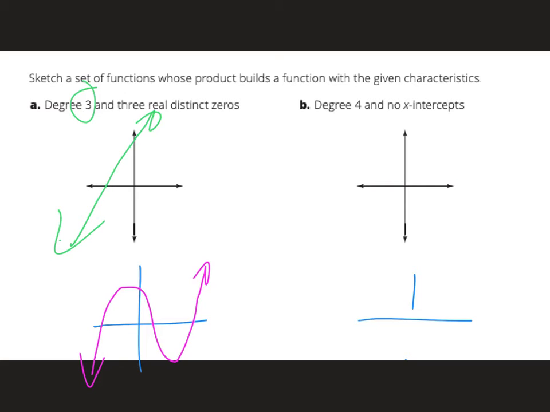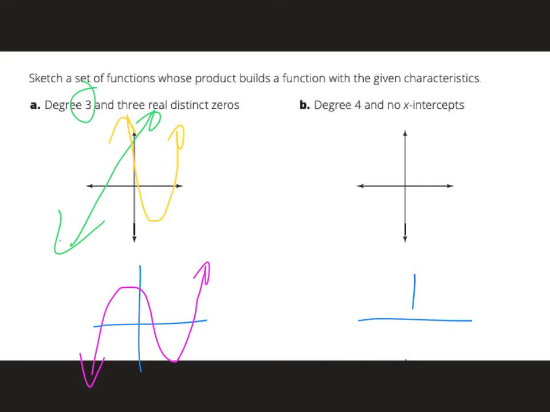I can make it as 1 plus 2, and then a quadratic function. So maybe something like that. That kind of matches the pink curve I have there. So 3 distinct zeros, that means 3 different places. So I kind of matched them up. I have this one here, and I put this one here, and then I had 2 here and 2 here, so they match up. If I were to multiply that together, the green and the yellow, I should get something that looks kind of like the pink.